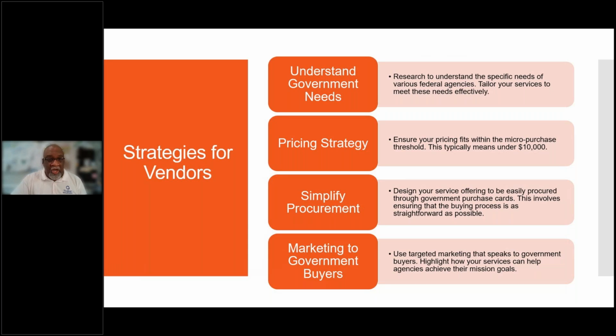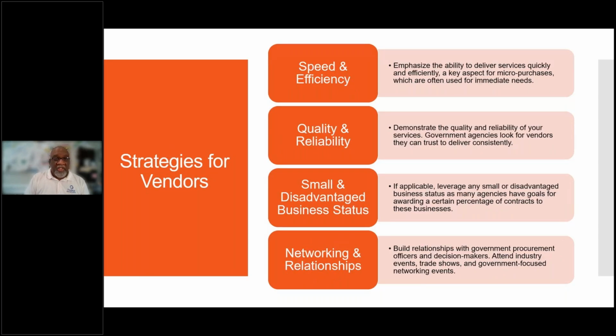Outbound marketing is a good strategy. Let people know that you not only take the government purchase card, but that you are a small business and that you are ripe and ready for simplified acquisitions. Speed and efficiency: this activity goes fast. It's designed to go fast. So be prepared for the speed and efficiency of purchasing in the simplified threshold. Quality and reliability: making sure the government can ascertain your quality and reliability in terms of bringing goods and services to the marketplace.